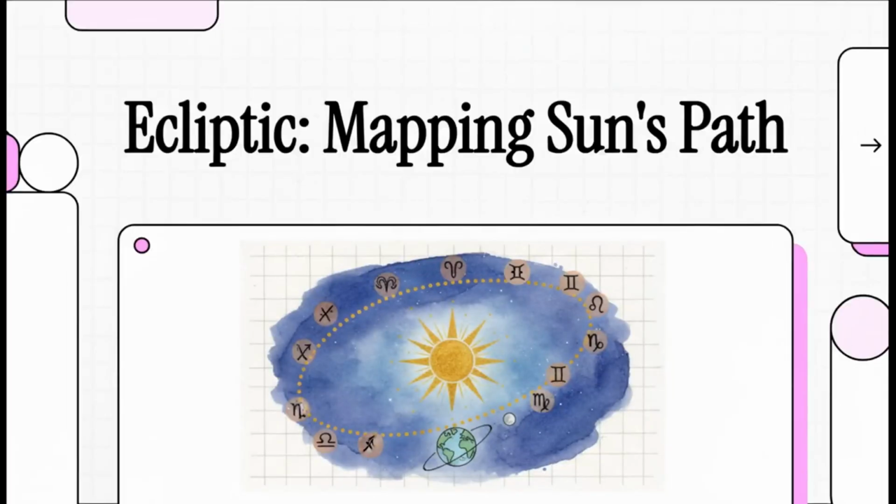If you've ever watched the sun move across the sky, you know it doesn't stay in one spot. But what you might not know is that it follows a very specific, invisible highway through the stars every single year. That path is called the ecliptic, and understanding it is absolutely fundamental. It's the key to our seasons, to our calendar, and to how we map the entire solar system. So let's trace that celestial journey.